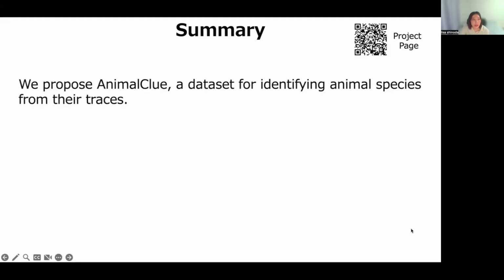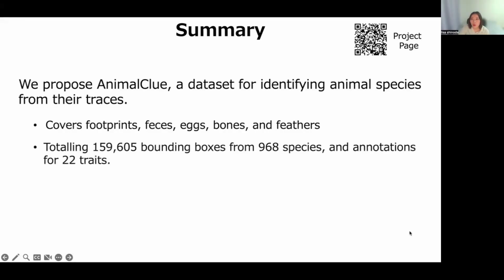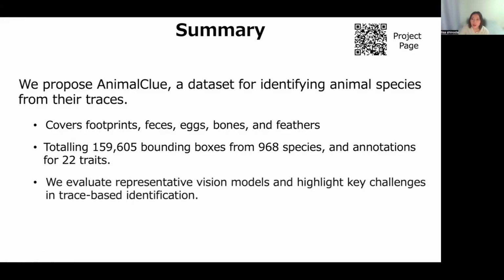Here is the summary. We propose AnimalClue, a dataset for identifying animal species from their traces. It covers footprints, feces, eggs, bones, and feathers, totaling 159,000 bounding boxes from 968 species and annotations for 22 traits. We evaluate representative vision models and highlight key challenges in trace-based identification.